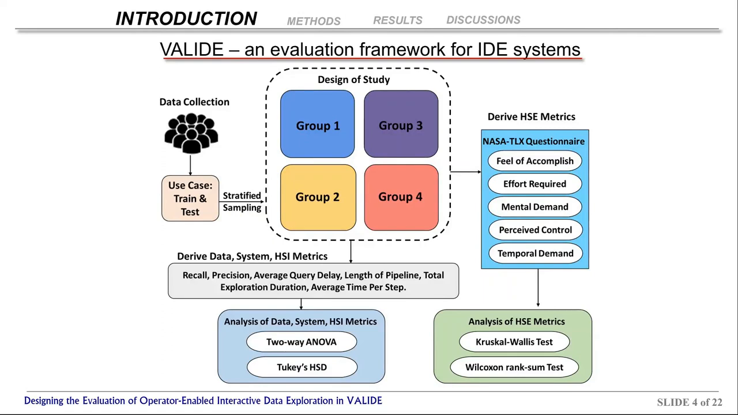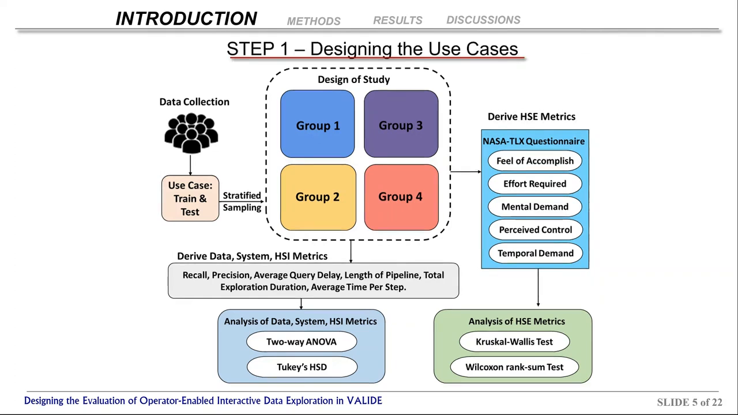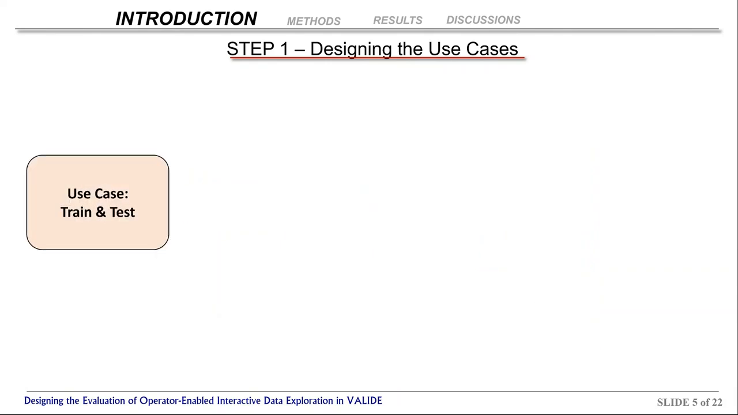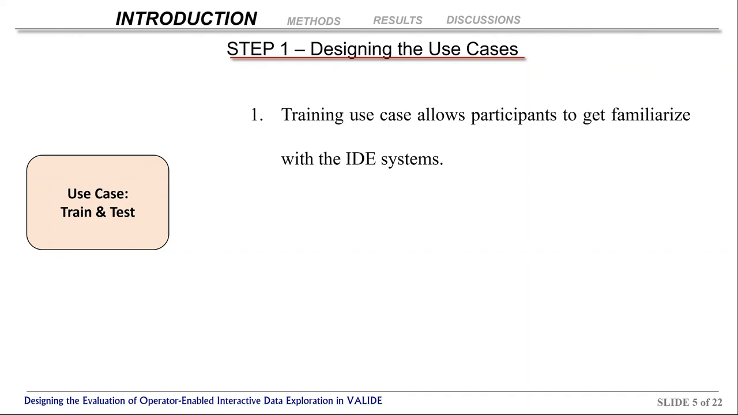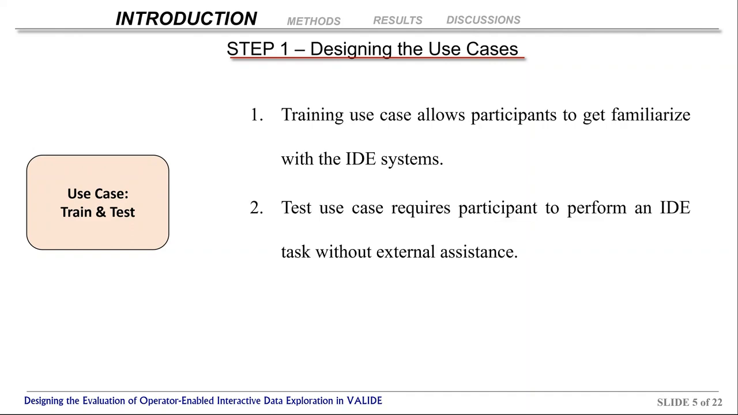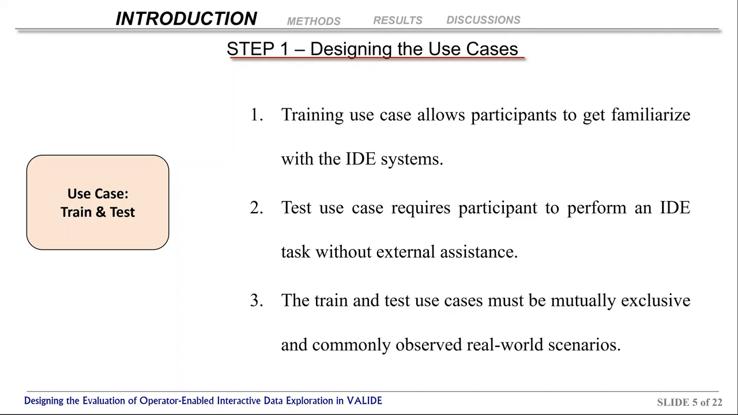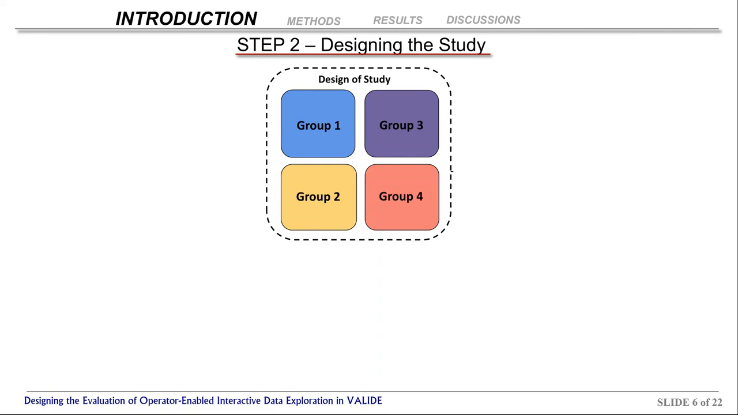To summarize our VALIDE framework, it consists of designing use cases, then assigning participants to various groups, then deriving various metrics, and finally analyzing these derived metrics. The first step in the VALIDE framework consists of designing the use cases. The training use case allows participants to get familiarized with the IDE system. The test use case requires participants to perform an IDE task without external assistance. However, it should be noted that the training use case and the test use case must be mutually exclusive and commonly observed in real-world scenarios.